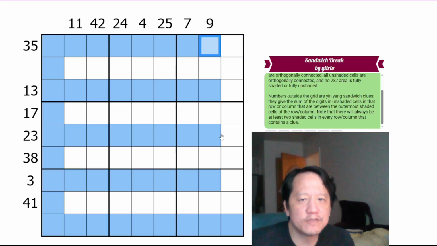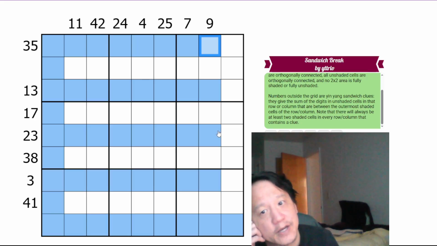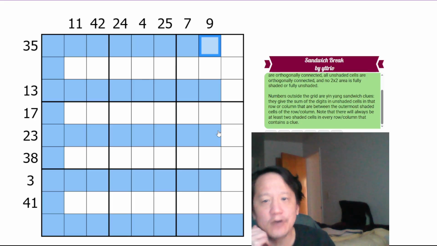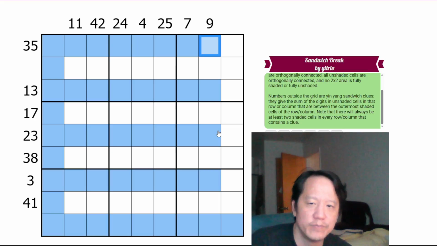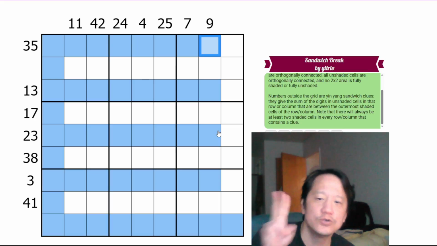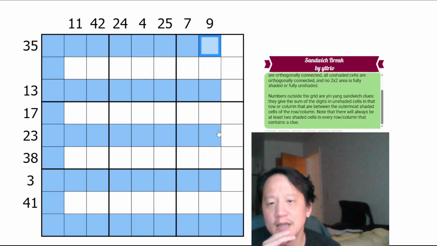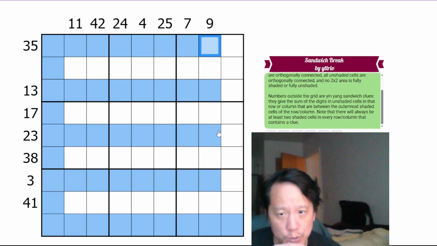The numbers outside the grid are yin-yang sandwich clues, where they give the sum of the digits in unshaded cells in that row or column that are between the outermost shaded cells of the row or column. Note that there will always be at least 2 shaded cells in every row and column that contains a clue.